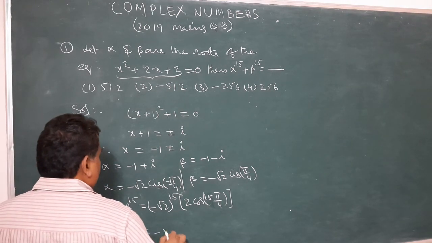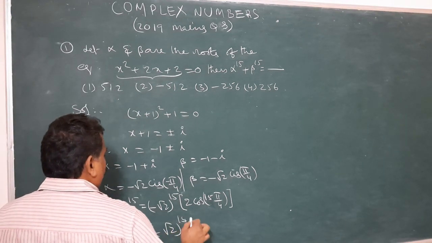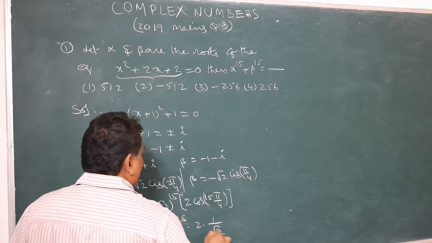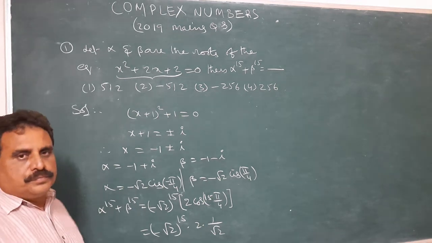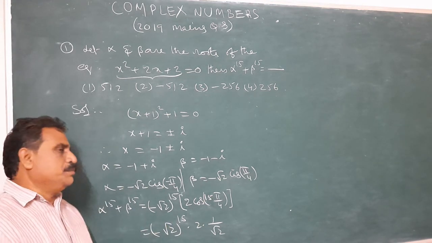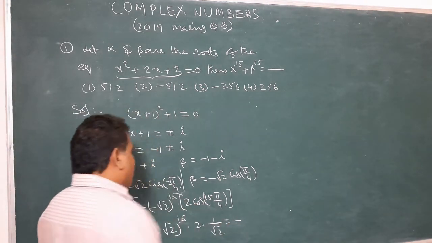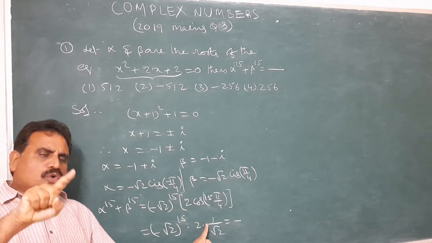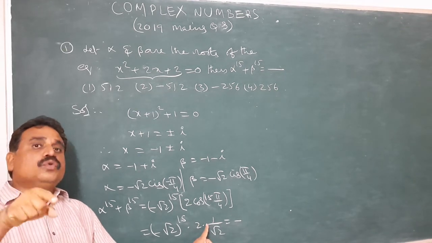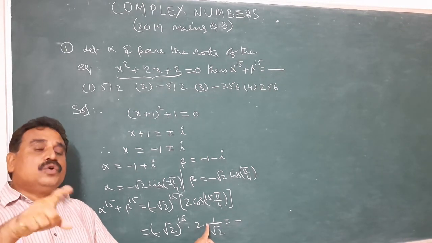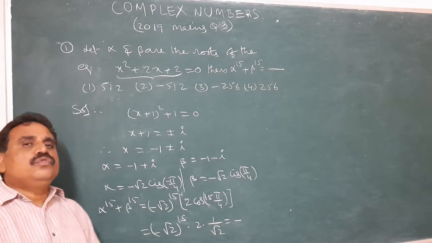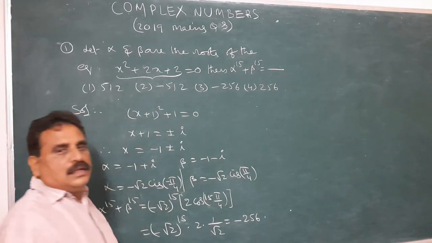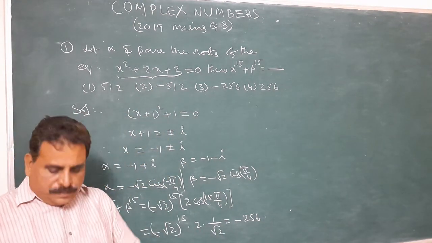So we get minus root 2 power 15 into 2 into 1 by root 2. 2 into 1 by root 2, that becomes root 2. Minus came out. So totally we get minus root 2 power 15, and here we get one more root 2. So totally 16 root 2's are there in the product. That becomes 2 power 8. 2 power 8 is 256. That's why this value is 256. Now, second question.